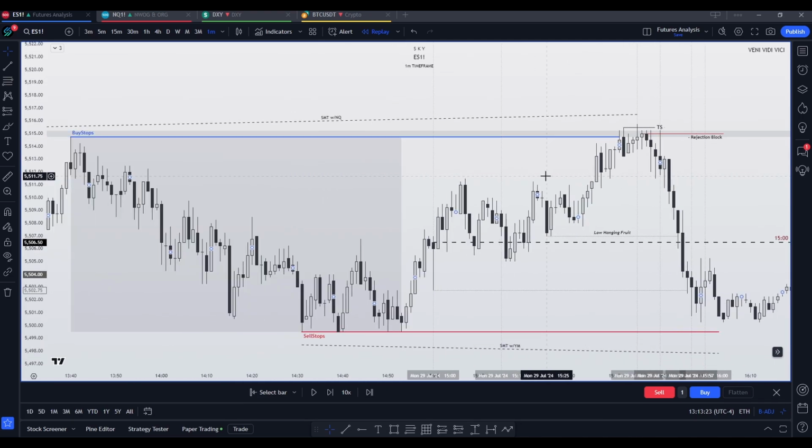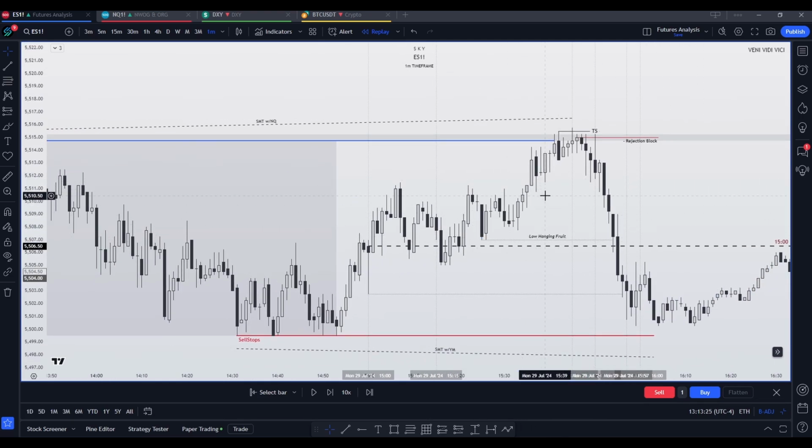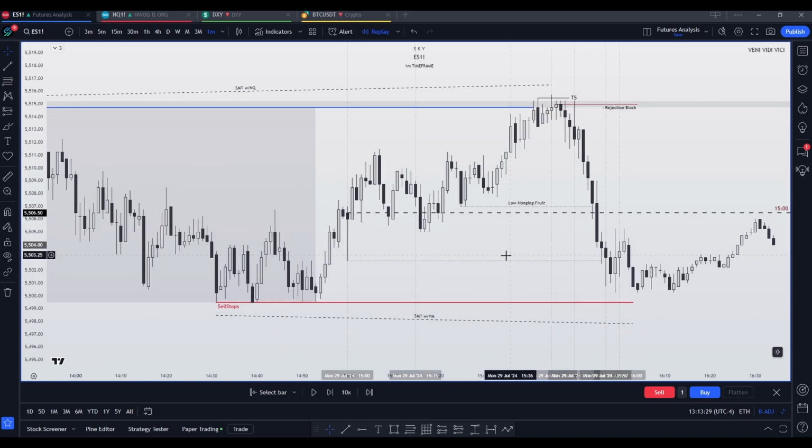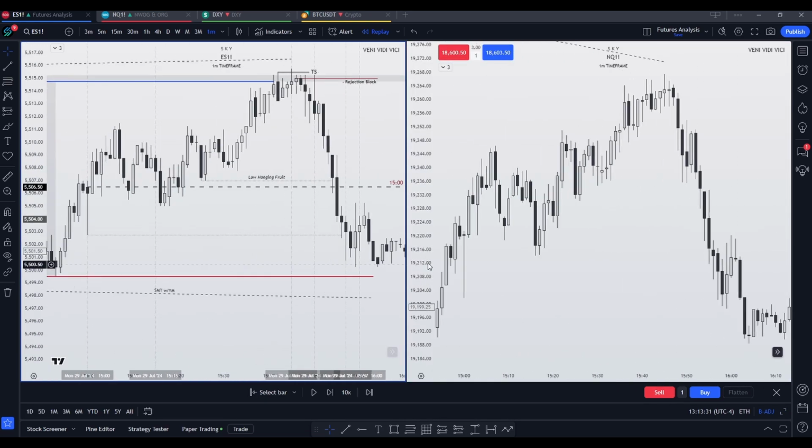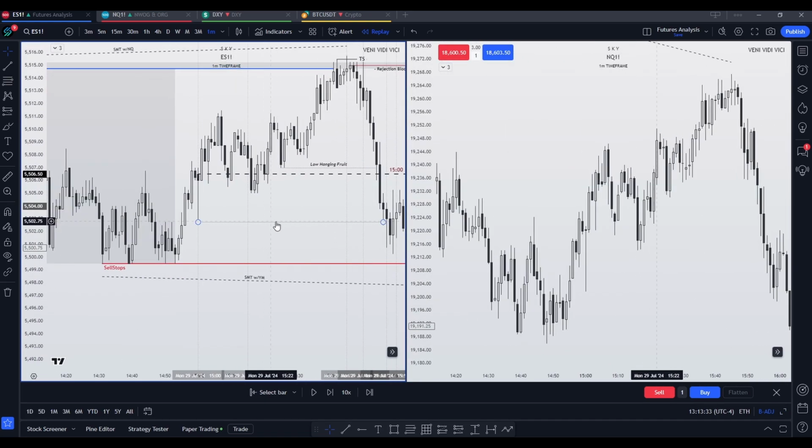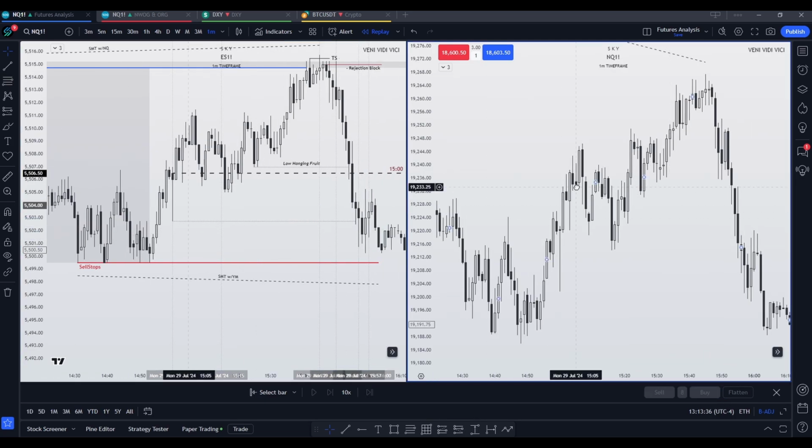I actually took partials here on the low hanging fruit and on this other low. In the end, we didn't take the sell stops due to an SMT with YM.